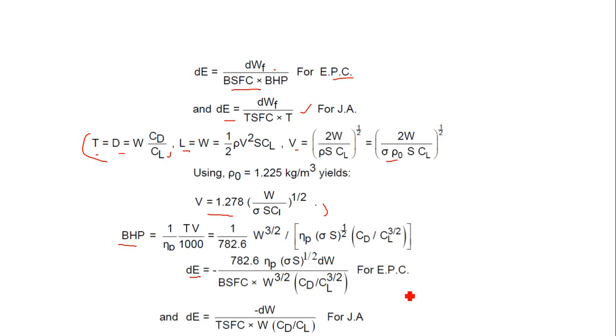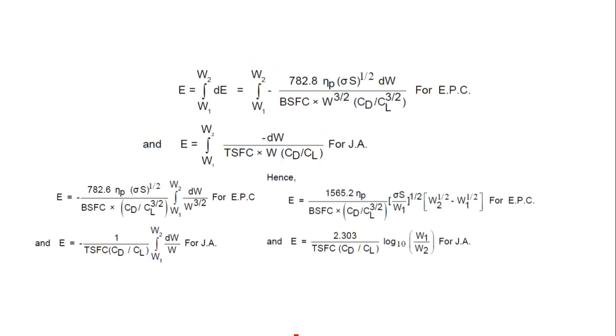And for the jet powered combination, we can write dE equal to, that is for T only. So T we can write as W into CD by CL. So minus dW divided by TSFC into W CD by CL. After this we can integrate from W1 to W2, but in the Anderson book they will be giving W0 to W1. W1 is the weight of the aircraft after landing and all. So E equal to the integral from W1 to W2 of dE.